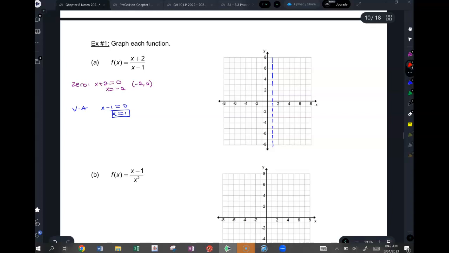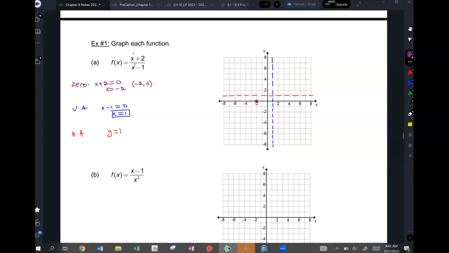Now for the horizontal asymptote, we say x plus 2 equals, oh my God, sorry. For the horizontal asymptote, we're going to compare the degrees. Because they're the same, we compare the coefficients, y equals 1. Okay, so right here, y equals 1. All right, and let's go ahead and put that zero there. At x equals -2, there is a zero.